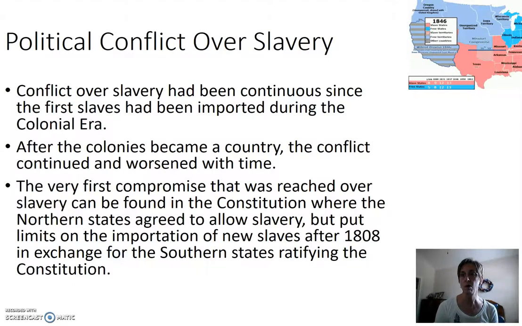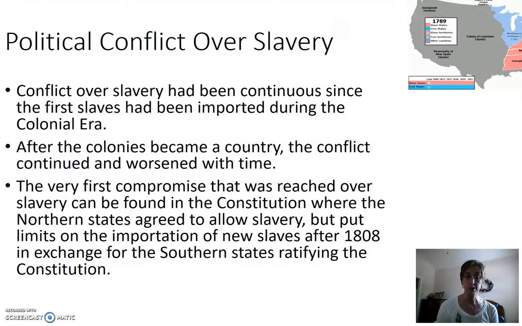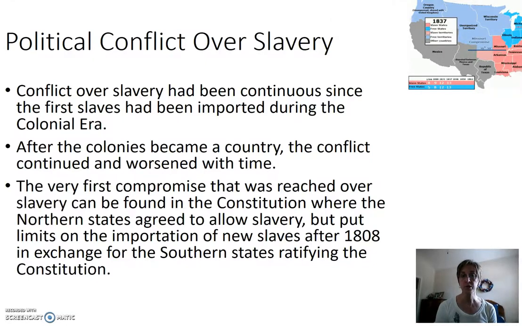But this had been a conflict since the very beginning of the country. It had started back with the formation of the country when people were arguing over whether to have slave states or free states, and then it continued on up until the time of the Civil War. And the very first compromise was the Three-Fifths Compromise, and then they also decided that they would not allow any more importation of slaves after the year 1808. In exchange for that, the Southern states were going to ratify the Constitution, and that was the bargain that was made, the very first bargain that was made over slavery.